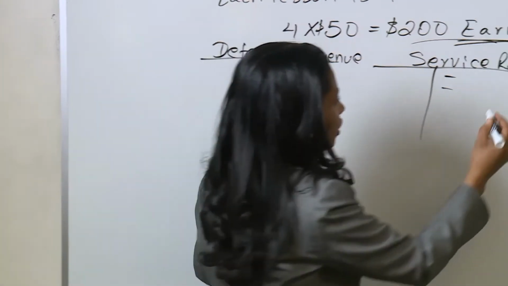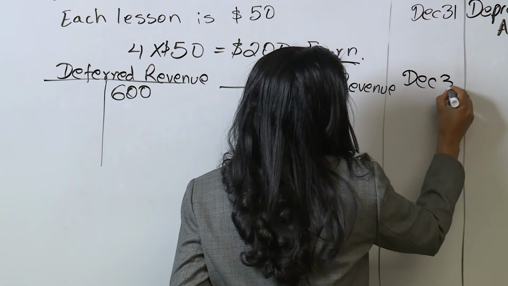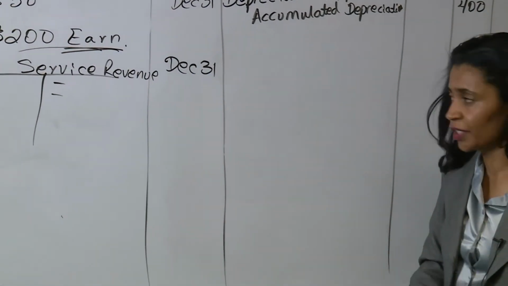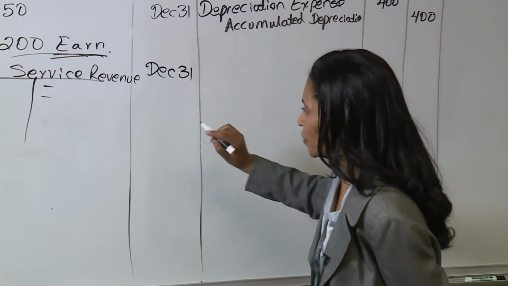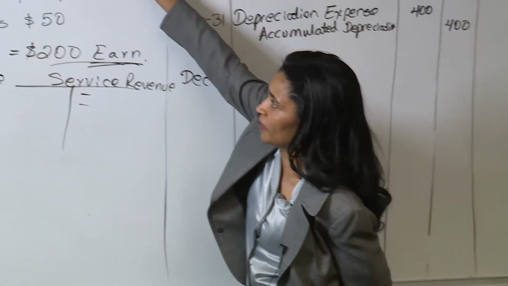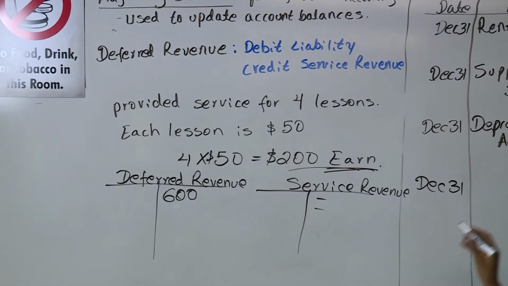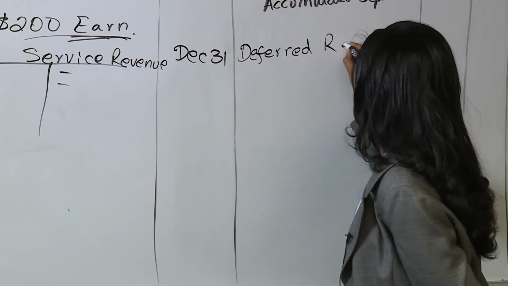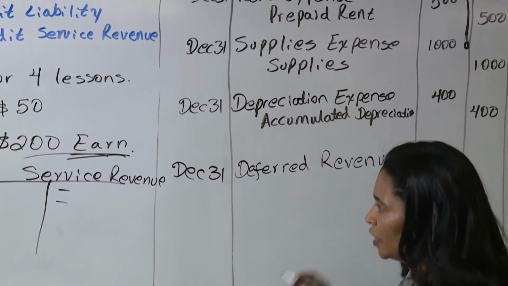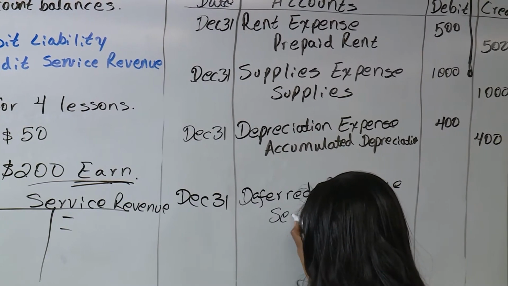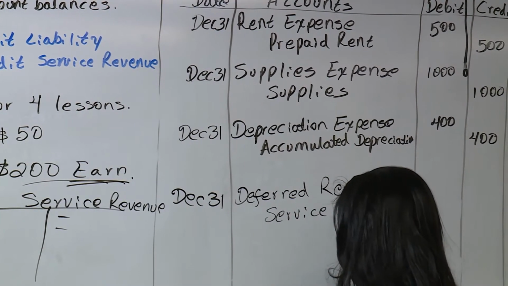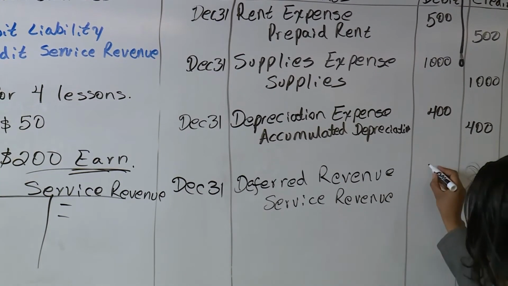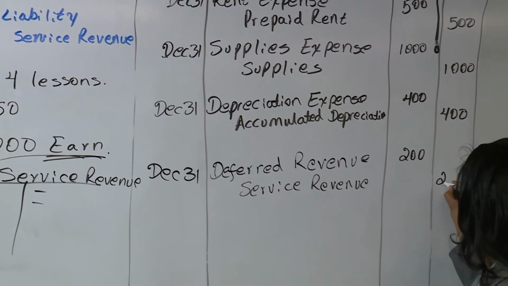This is going to be the journal entry. December 31st. Again, everything is going to happen on December 31st. That's our closing date. So on this one, what I'll do is debit the liability account, which is called deferred revenue. So debit deferred revenue. And then I credit service revenue. I increase my service revenue because I earned the money by giving the service for $200 and $200.